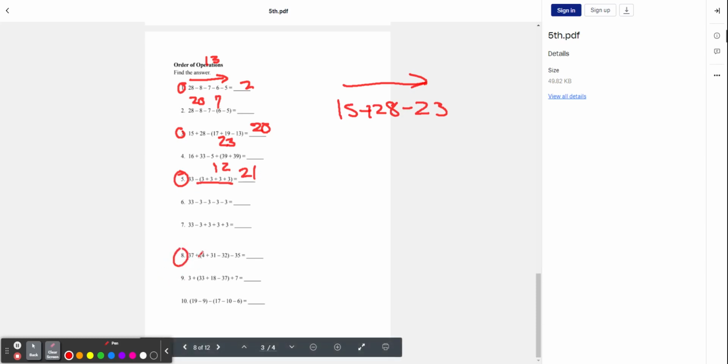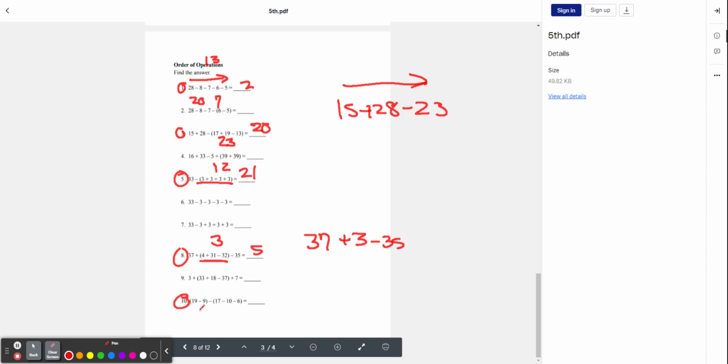Let's try 8. 37 plus parentheses 4 plus 31 minus 32 close parentheses minus 35. Do what's inside the parentheses first. 4 plus 31 is 35, and 35 minus 32 is 3. So now we have 37 plus 3 minus 35. 37 plus 3 is 40. 40 minus 35 is just 5.